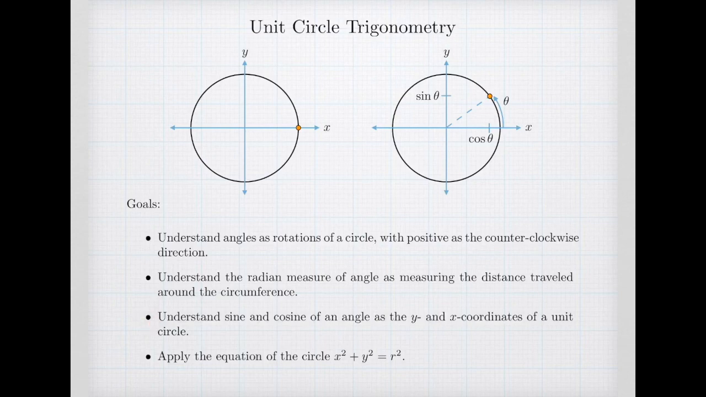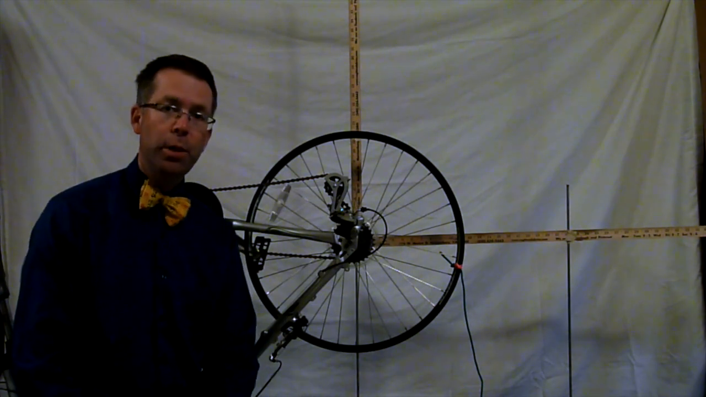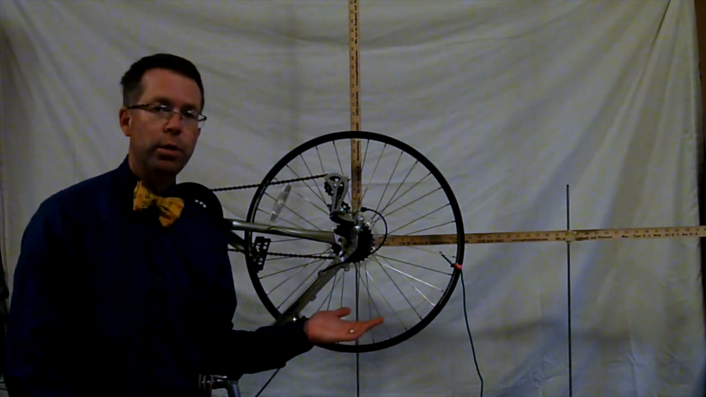Our third goal is to understand the sine and cosine of an angle as the y and x coordinate of the unit circle. So here I have a point. The x coordinate of that point is the cosine of the angle, and the y coordinate of that point is the sine of the angle. And finally, we will be talking about how the equation of the circle, x squared plus y squared equals the radius squared, will be key to our understanding of the unit circle. In particular, the unit circle will have radius of 1, so we have the equation x squared plus y squared equals 1.